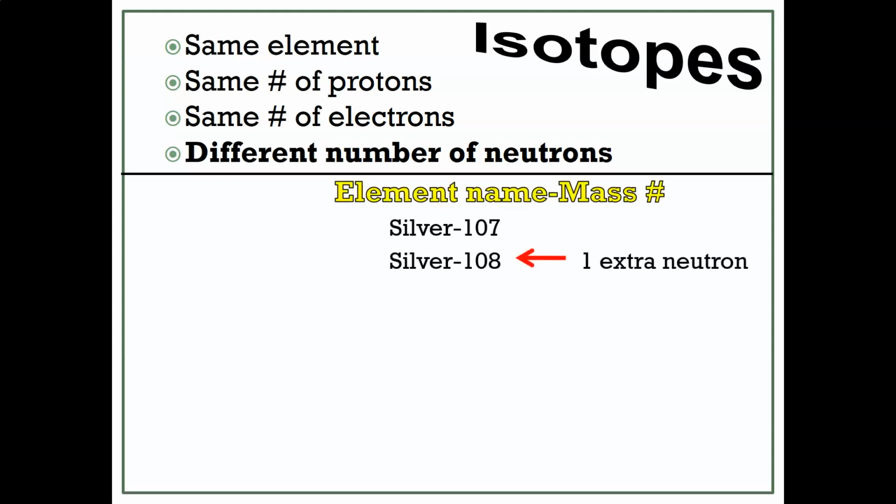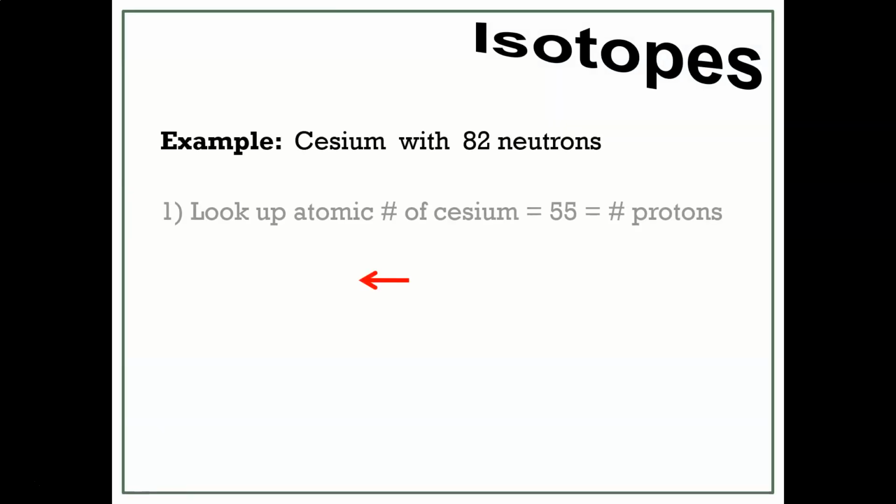To try to describe isotopes to people and to try to tell them which version you have, we write the element name and then we put a dash and then we list the mass number. Now it would be nice if we just put the neutron number, right, since it's describing the number of neutrons, but unfortunately we just don't. We use the mass number. So for example, you could have silver-107 or you could have silver-108. 108 weighs a little bit more because it has an extra neutron in it.